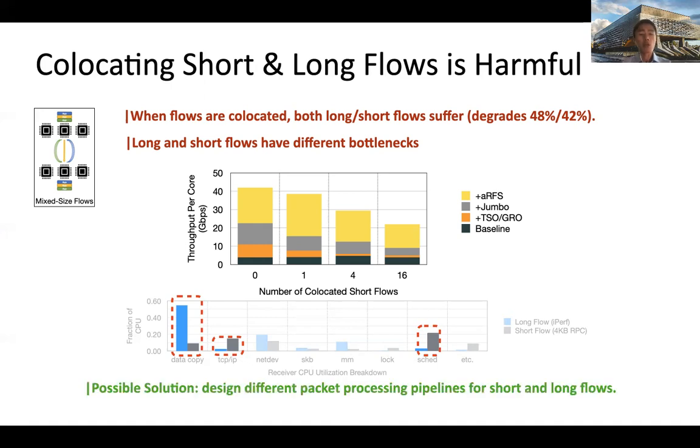As we can see, to tackle the difference in bottlenecks, we must have dedicated packet processing pipelines for both short and long flows. We also need to design application and network-aware CPU schedulers to schedule long and short flows on different cores.